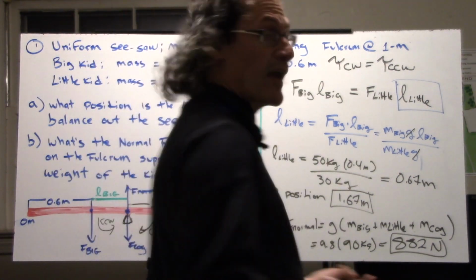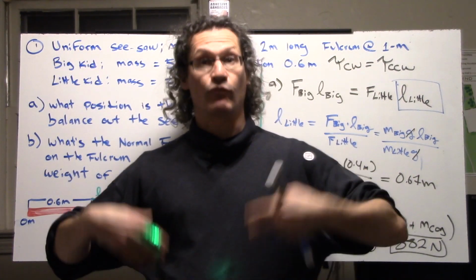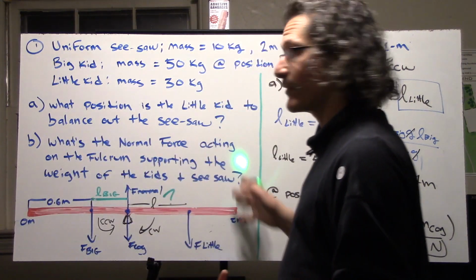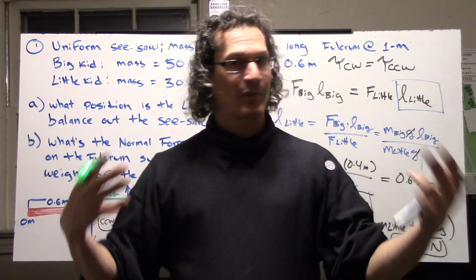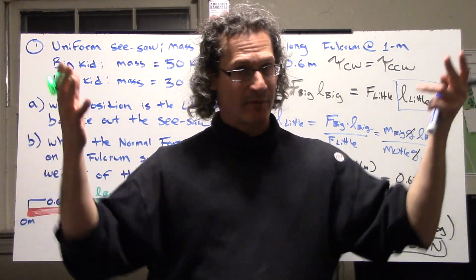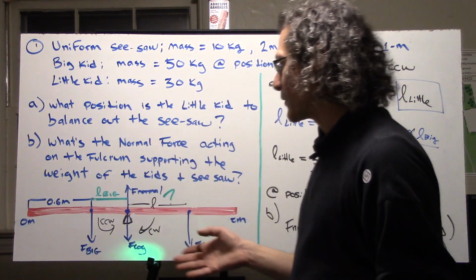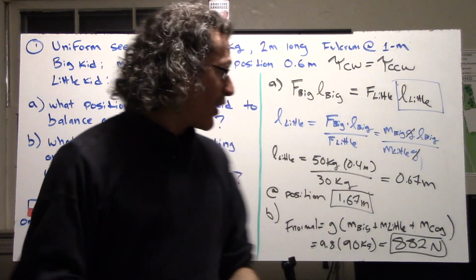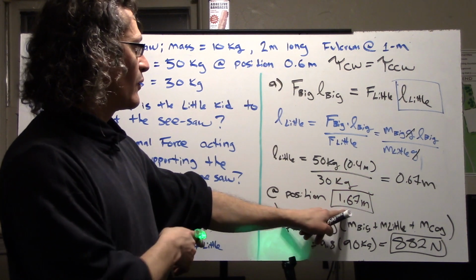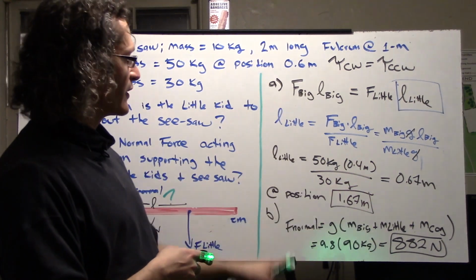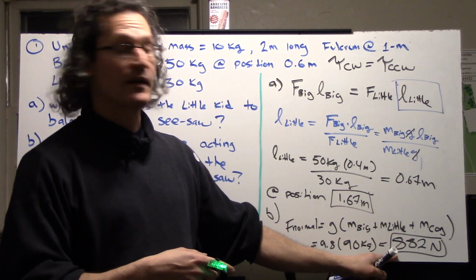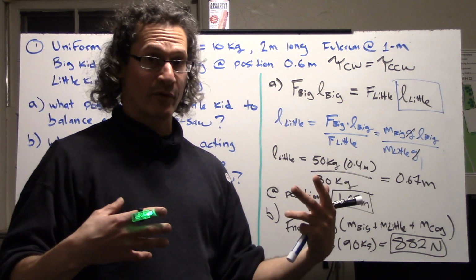All right, next example we do will be a little bit more complex in that we're going to shift the center of gravity. I'm going to try to roll through it a little quicker since we have the theory. I'm just going to kind of bang it out for your edification and enjoyment. But here we go. Seesaw solved. Position 1.67 meters for little guy and 882 newtons for the normal force. Right on.